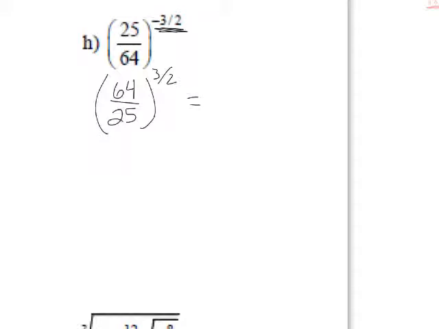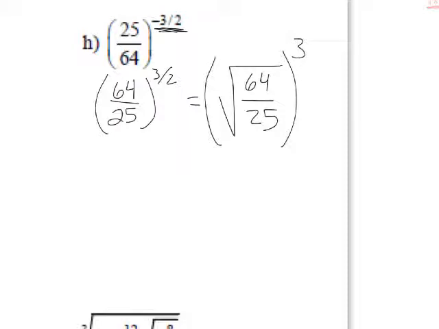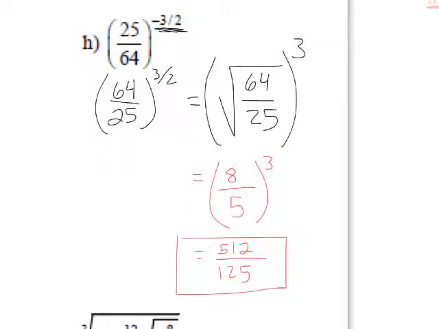So this could be written as the square root of 64/25, with the denominator of 2 as the root, raised to the third power. These are easy values to calculate. The square root of 64 is 8, and the square root of 25 is 5, and I'm raising this all to the third power. And 8 to the third, that's 8 times 8 is 64, times 8 gives us a value of 512. And then 5 to the third is 5 times 5 is 25, times 5 is 125. There we go, 512/125.